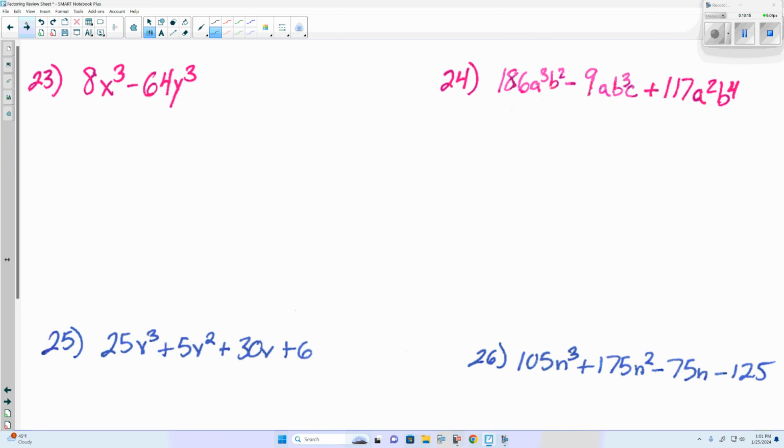Let's look at 23. 8x cubed minus 64y cubed. x cubed, y cubed. This is another sum or difference of perfect cubes. Is there a greatest common factor between these two terms? Eight. 2 and 4 are common factors, but 8 is the greatest common factor. 8 times. Yes. GCF is 8, so we can factor 8 out of both.